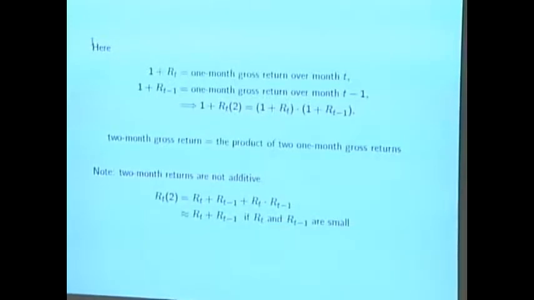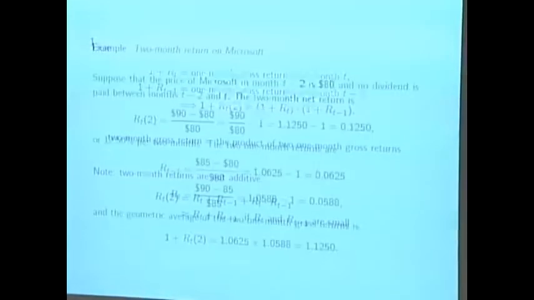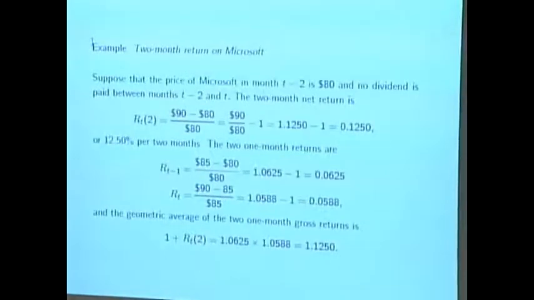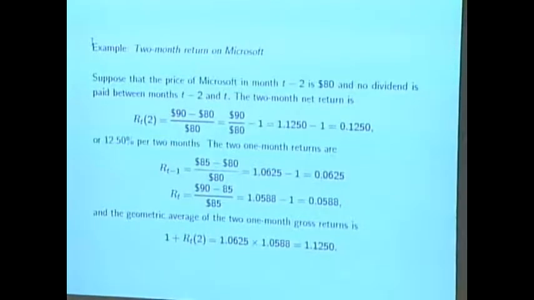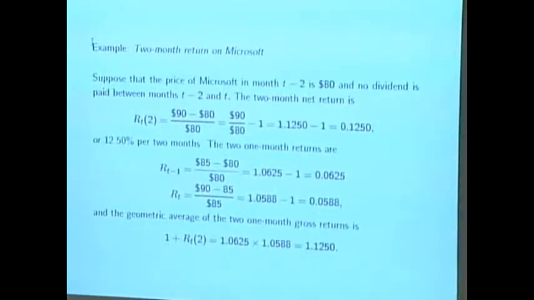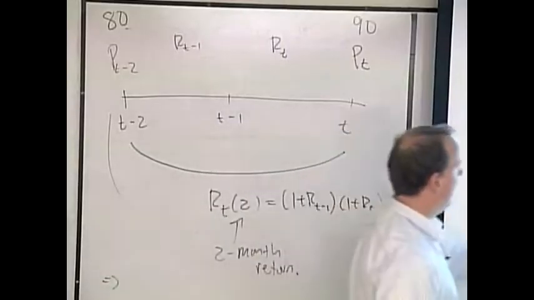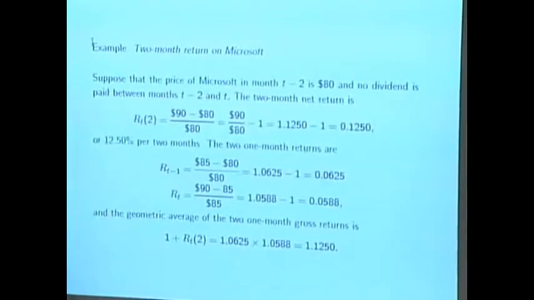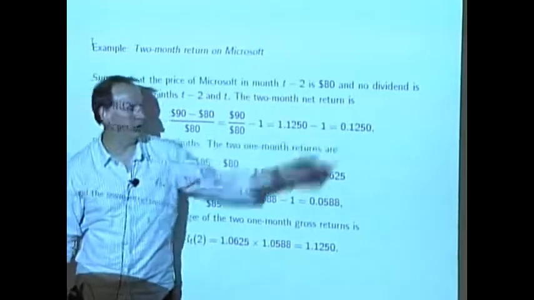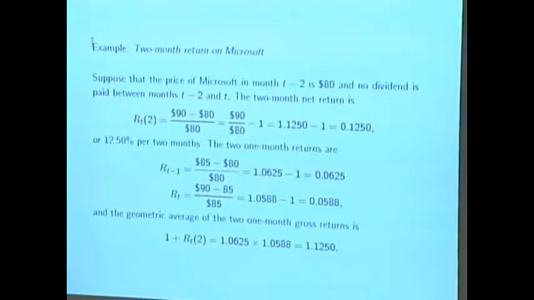And so again, that's one thing to keep in mind. So we can do an example here. Just plug in some data. 2-month return on Microsoft. So again, we buy Microsoft at 80 initially, and then we sell it at 90 over this 2-month period. So now, over 2 months, Microsoft stock goes up by $10. So we get a 2-month return of 12%. Okay, that's pretty darn good if you can get 12% over 2 months.